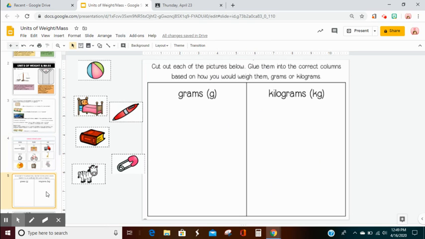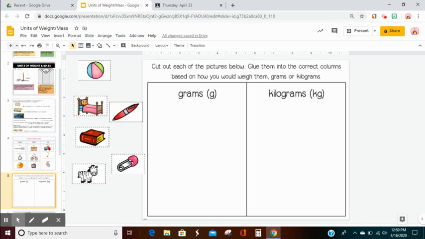All right, moving on to metric units, grams and kilograms. Remember, a gram is like holding a paper clip in your hand. This is going to be for lightweight objects. A kilogram was like holding 2 boxes of butter. So it's going to have some mass to it. So your heavier objects will go for kilograms and your lighter objects will go for grams.